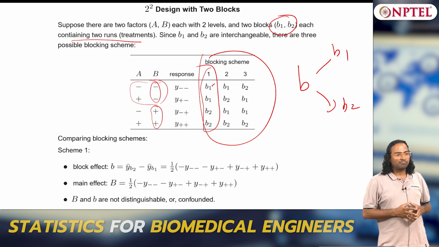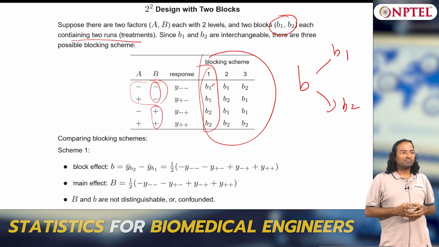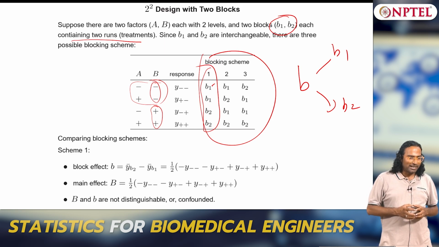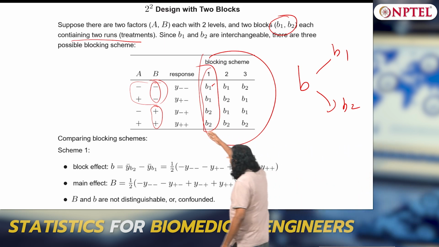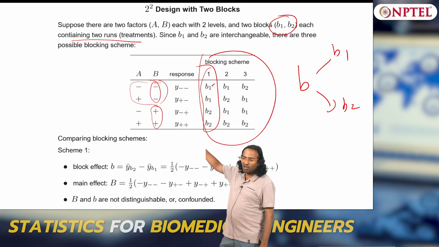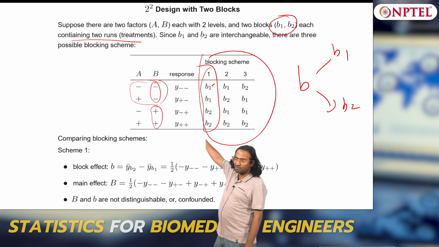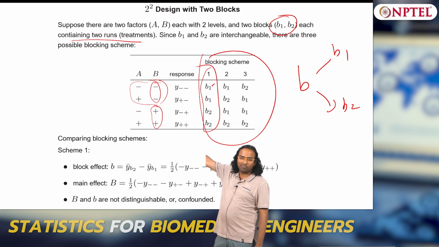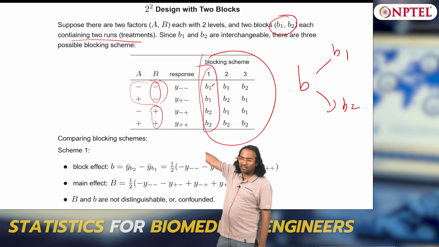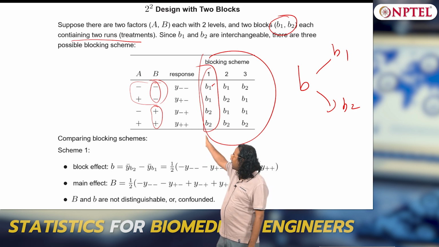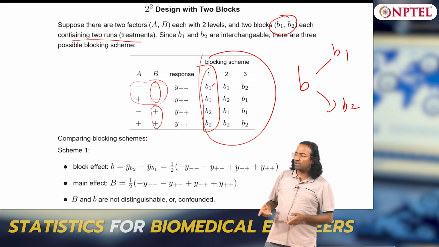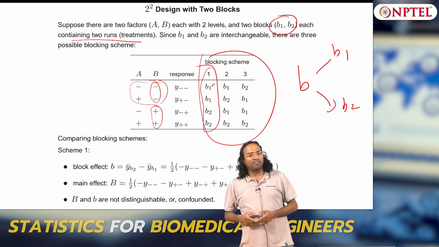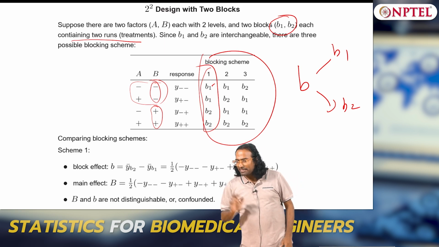So are we finding the appropriate or significant blocking scheme? Yes, we are heading there. What is the best blocking scheme? Remember in this case we had 3 blocking schemes. First one is B constant: B1 is at one level, B2 is at another level of B. And second column, if you look, B1 is at one level of A, B2 is at another level of A. And the third one is the combination: B1 and B2 at 2 different levels of A, and B1 and B2 at 2 different levels of B. These are the 3 schemes.